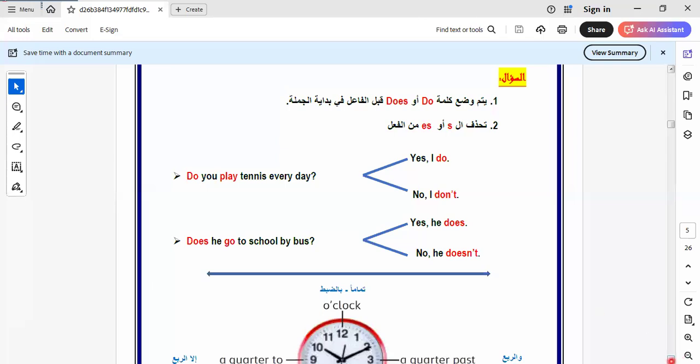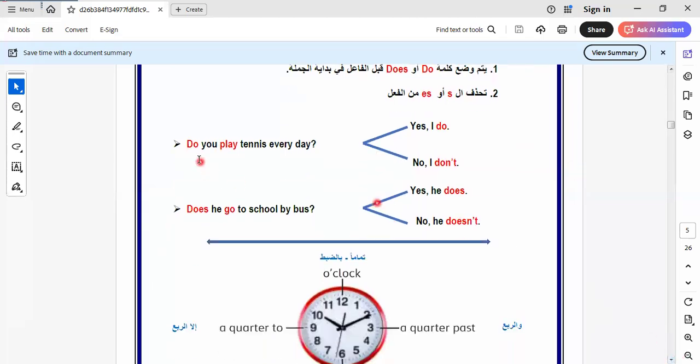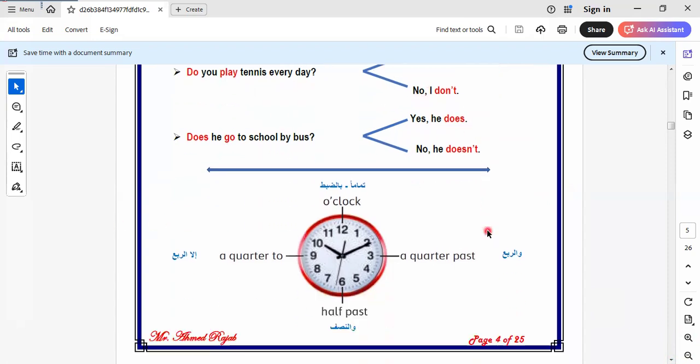Let's go to another item in this part, which is we use do and does in the affirmative form and in the negative form. Do you play tennis every day? When I answer or reply in the positive form, I say yes I do, or in negative I say no I don't. Does he go to school by bus? Yes he does, or no he doesn't.